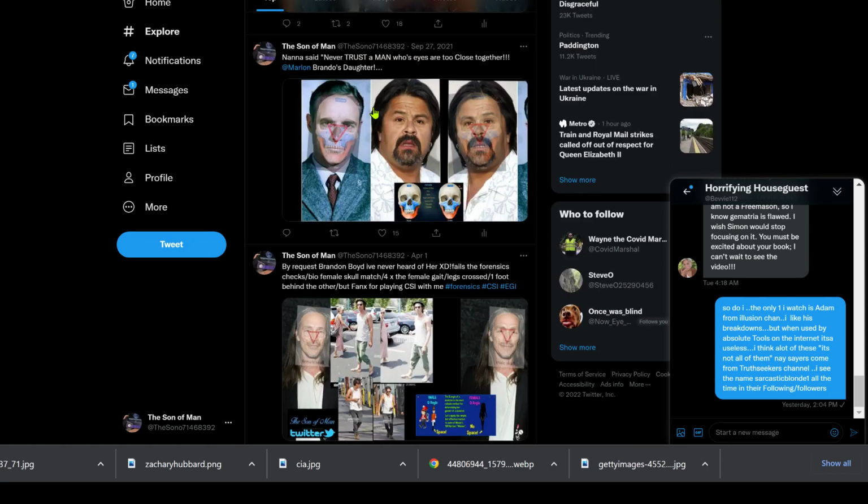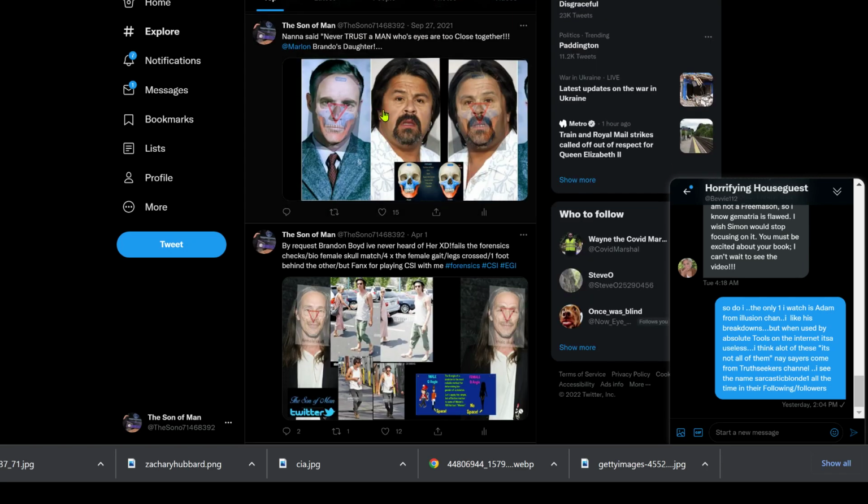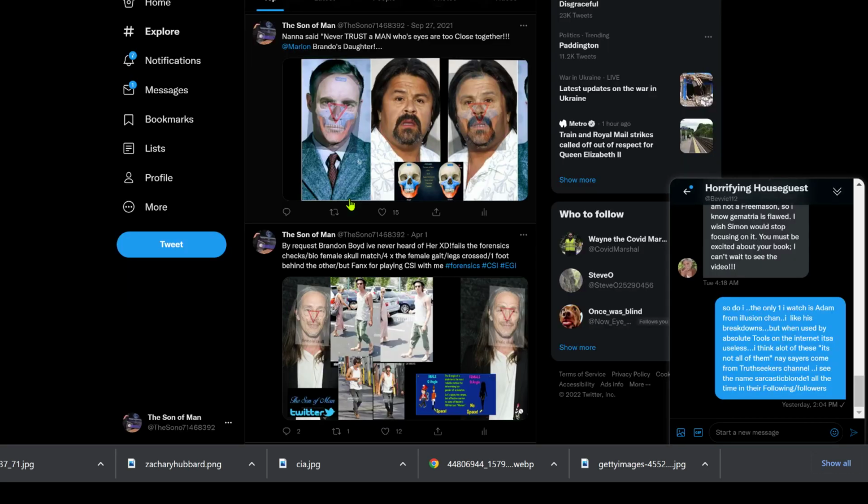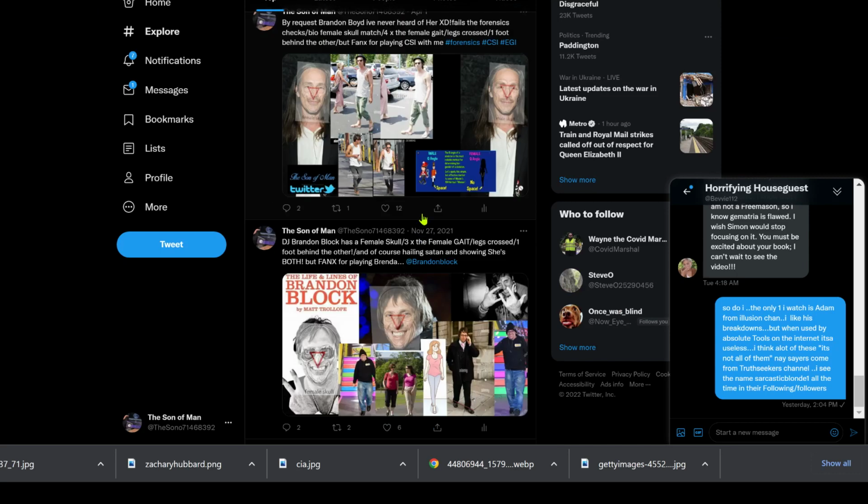Brandon Lee, Brandon Crawford. Marlon Brando's daughter. This is Marlon Brando's daughter. Close together eyes, small mouth, look, sharp forehead, no jawbone showing. It's like this, rounded, instead of being squared. There must be another one. Marlon Boyd.